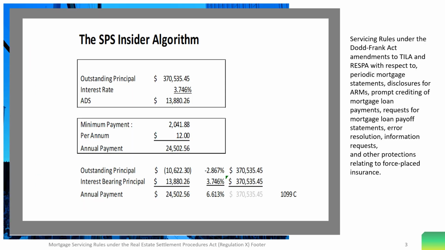Here we go. We call it the SPS insider law algorithm. When you have a certain style or method of doing something and it fails to meet the disclosure requirements, it can only be for no good, or it would fall under errors and omissions. Going back to the previous page, you have an outstanding principal. Here, the outstanding principal for an actual case in California is $370,535.45. That would be your principal according to SPS.